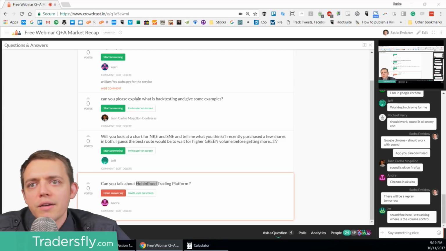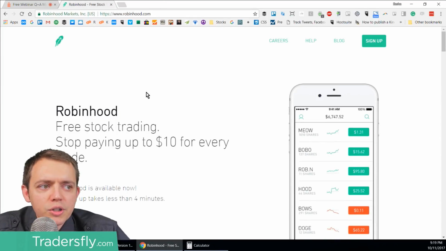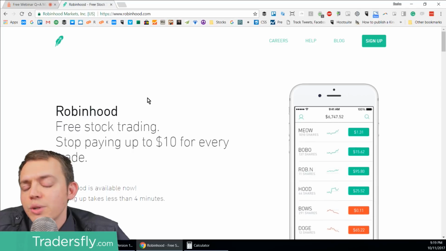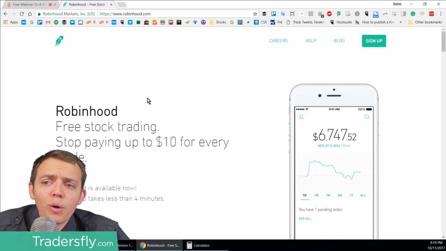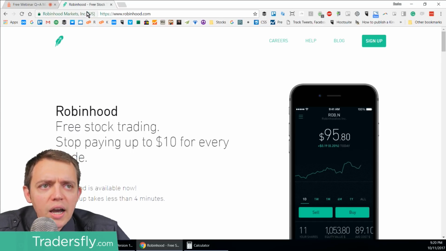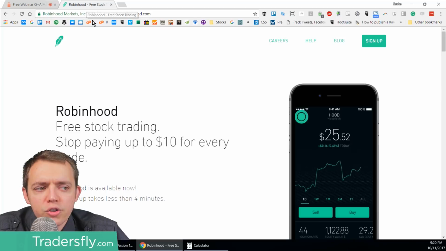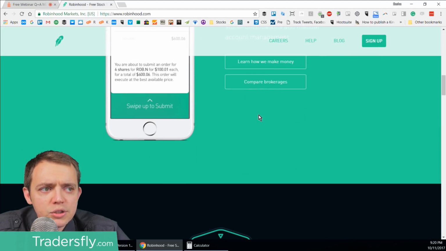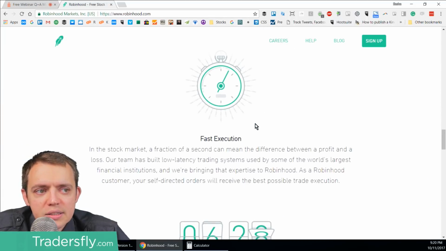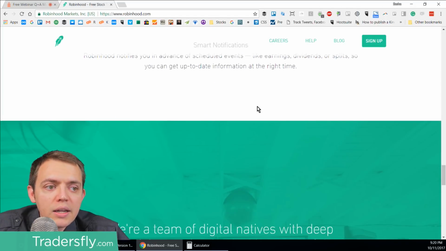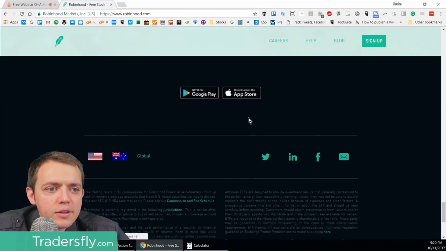So there's a trading platform out there that's the Robinhood trading platform, and it's like this: free stock trades. Stop paying $10 for every trade. Really, most brokers are $5 and some are $1 or $2 depending on how many shares you're trading. But this is kind of the trading platform that people are talking about and asking about. It's a very popular trading platform because you trade for free. In essence, you're able to trade for free, and you get real-time market data and those kinds of things.